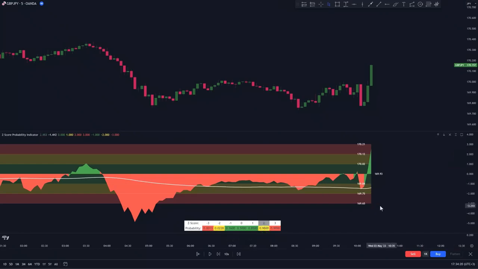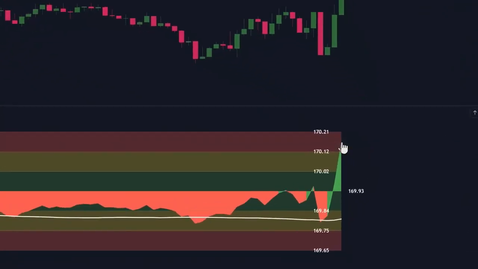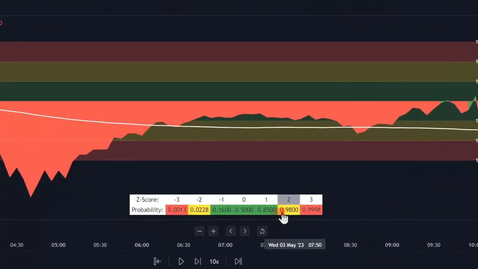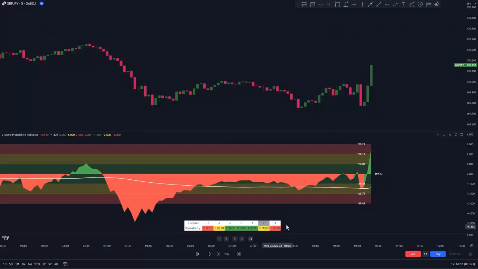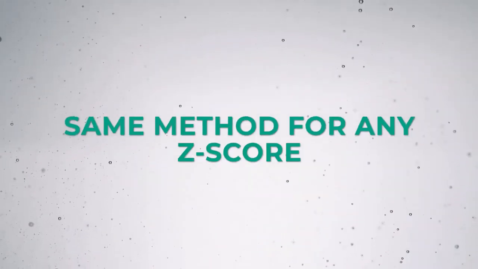So as we can see here, GBP/JPY pushed into a Z-score of 2.453. Now, according to this indicator, the probability of GBP/JPY coming back down to the second Z-score is 0.98 or 98%. And for this to happen, GBP/JPY will need to come back down to this exact price point as indicated by the indicator. And we can apply the same method for any other Z-score.